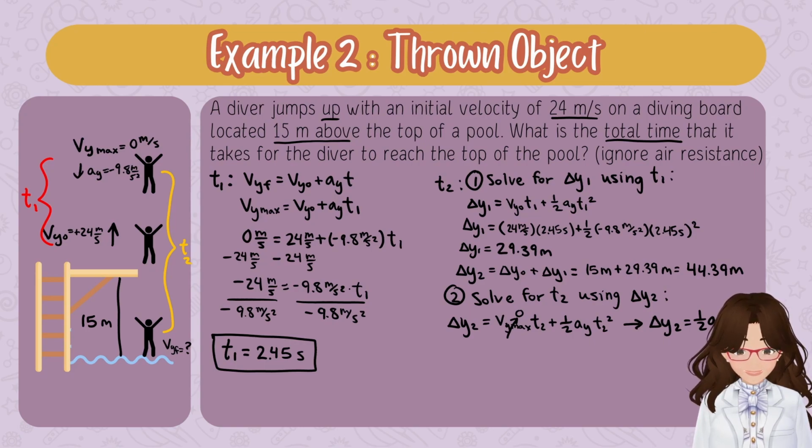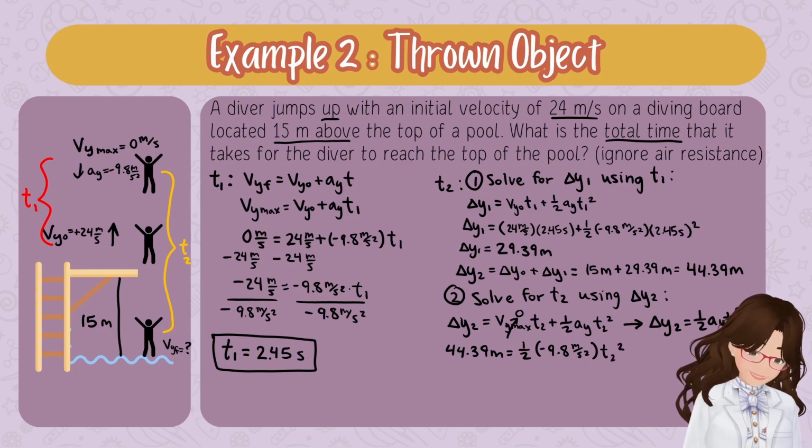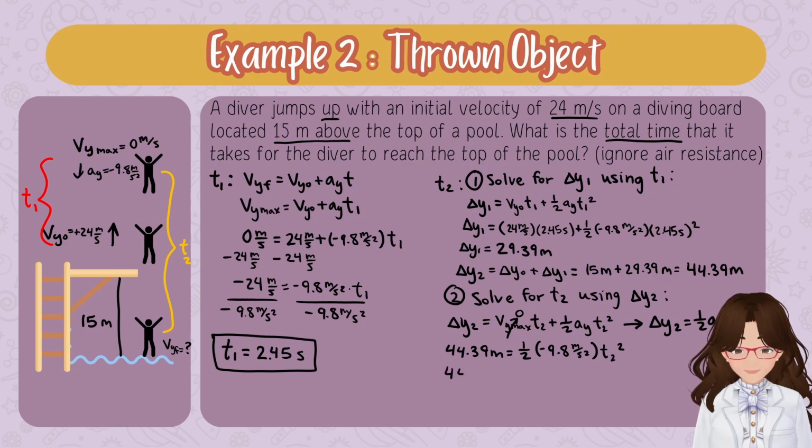So we know what this one is. We have 44.39 meters is equal to 1/2 times negative 9.8 meters per second squared times T2 squared. Okay, so first step, I'm going to simplify the right-hand side. And that will give me negative 4.9 meters per second squared times T2 squared.